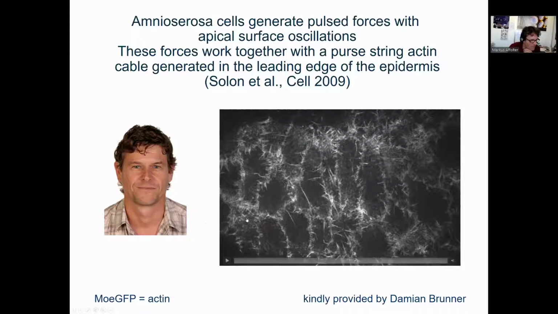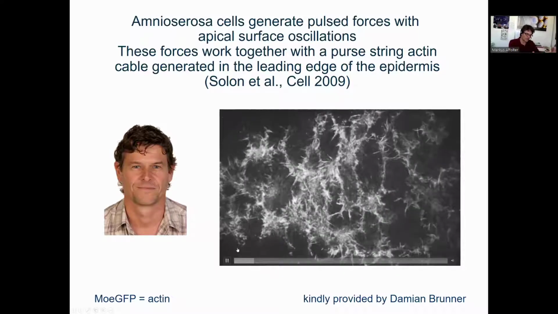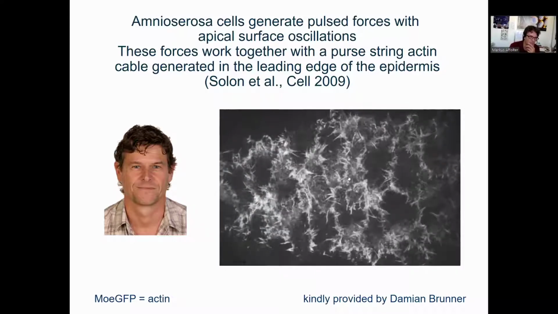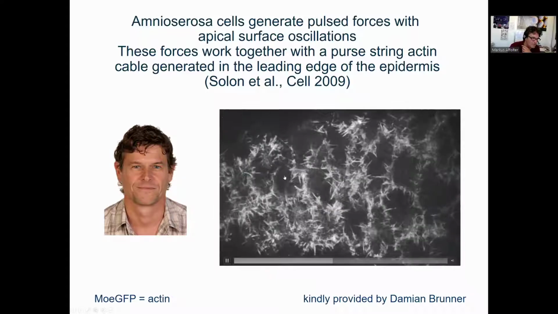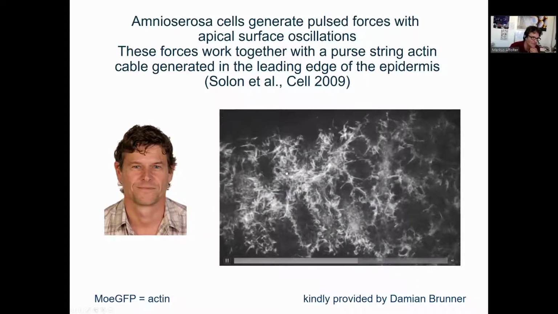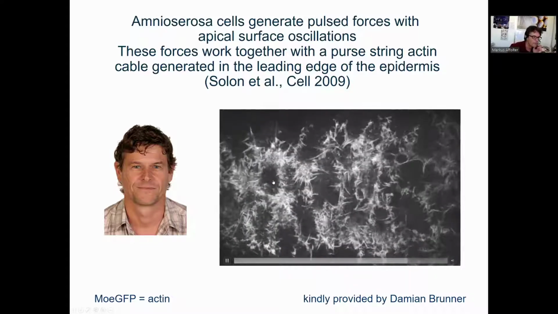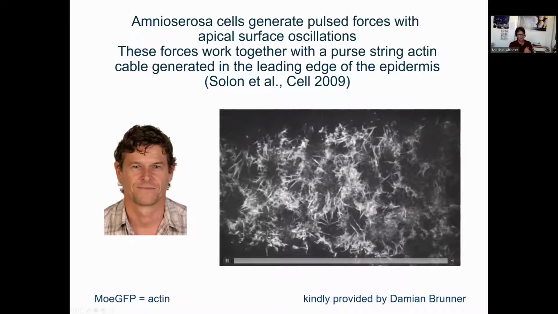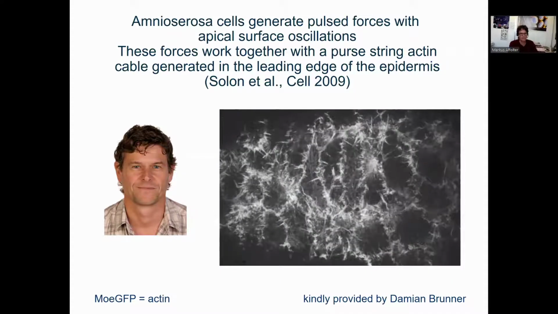So what Damian published in Cell is that the amnioserosa cells, these big cells over the embryo, that's how they behave. They pulse. This is an actin movie, and you can see the cells pulse. And every time before they pulse, they synthesize actin. They put myosin on it, and then they contract. So he was the first to describe this. And here, this is a movie in which the contractions are about 1 every 12 to 16 minutes. So we talk about minutes.